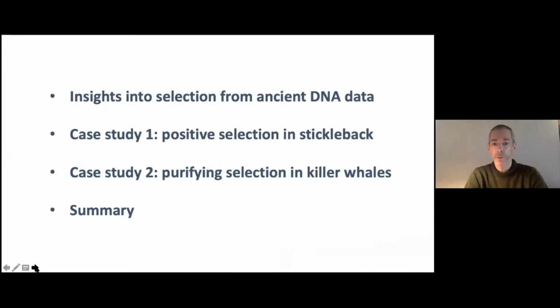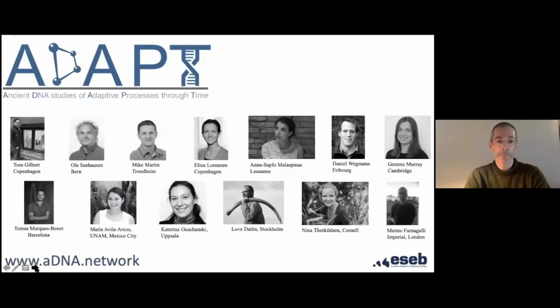So quick overview of what I'm going to talk about. First of all, I'll just give a broad overview about the insights into selection that we can get from ancient DNA data. And then I'll look at two case studies. One is going to be looking at some perspectives that we can get from ancient DNA data on positive selection in sticklebacks. And then the second case study is going to be looking at purifying selection in killer whales. And then finally, we'll come back for a summary slide.